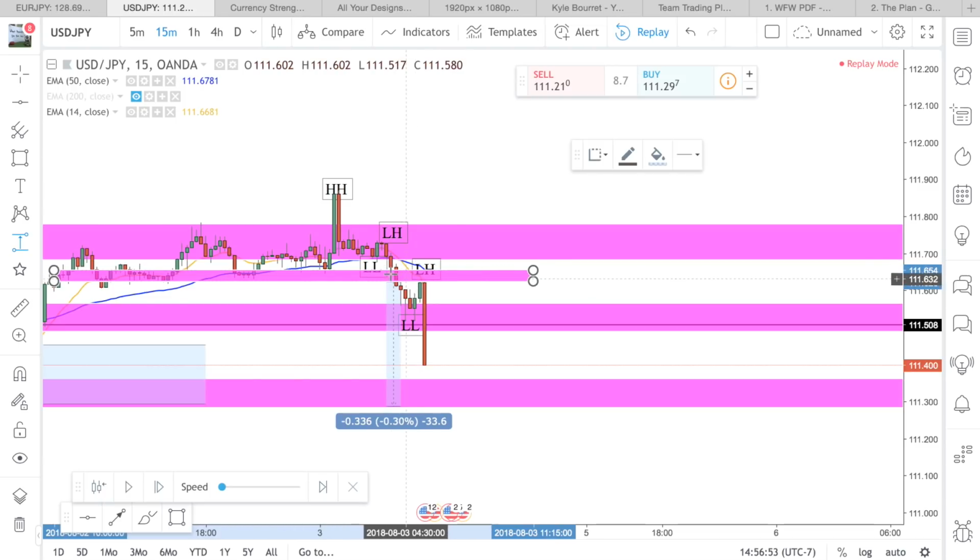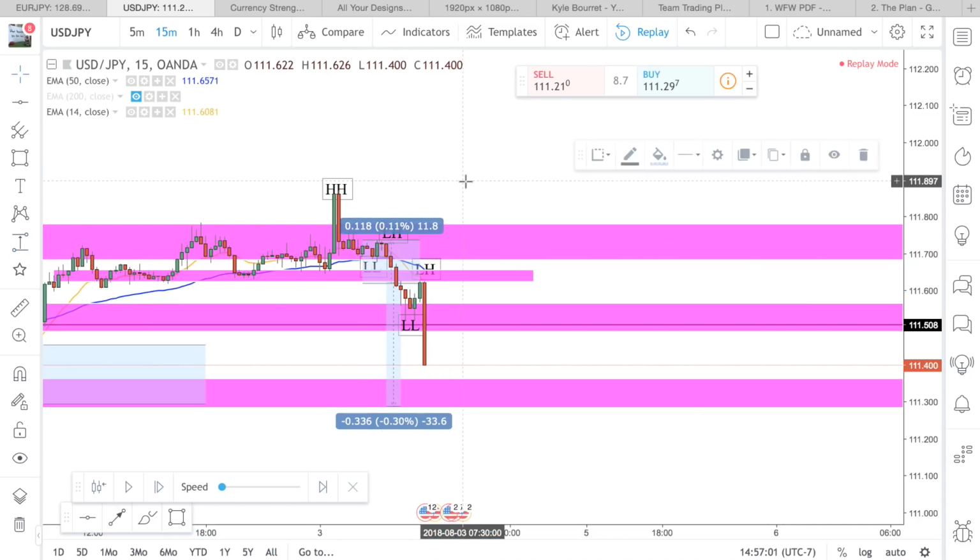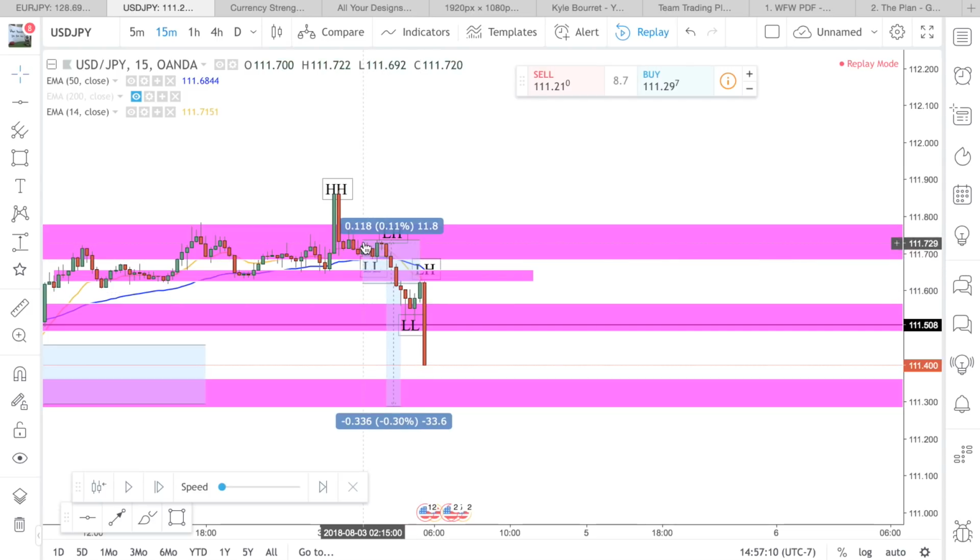Your sell zone, so where's your stop loss? I'm going to give you a second to think about it. Stop loss can be anywhere in this area. Sure, you say it's 11 pips, and it's 33 to our next zone.